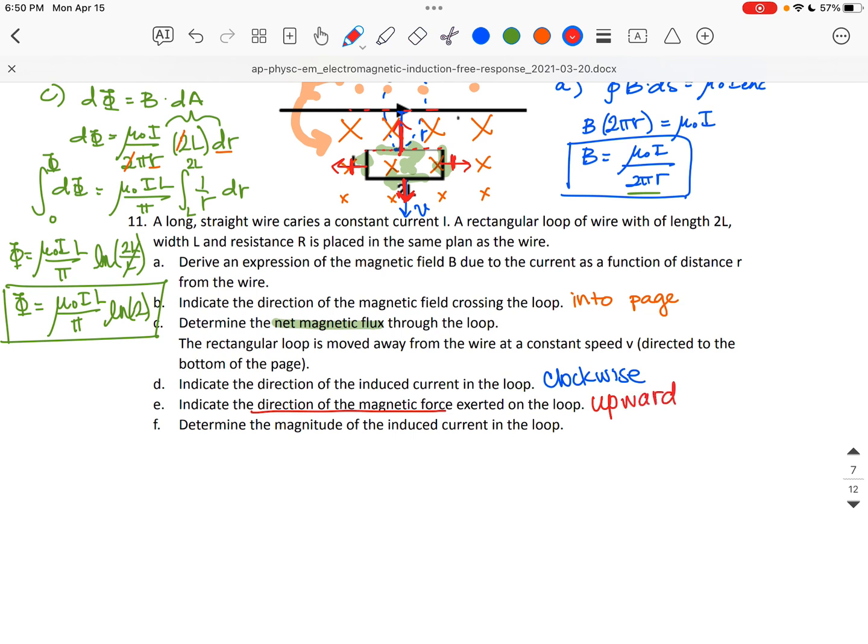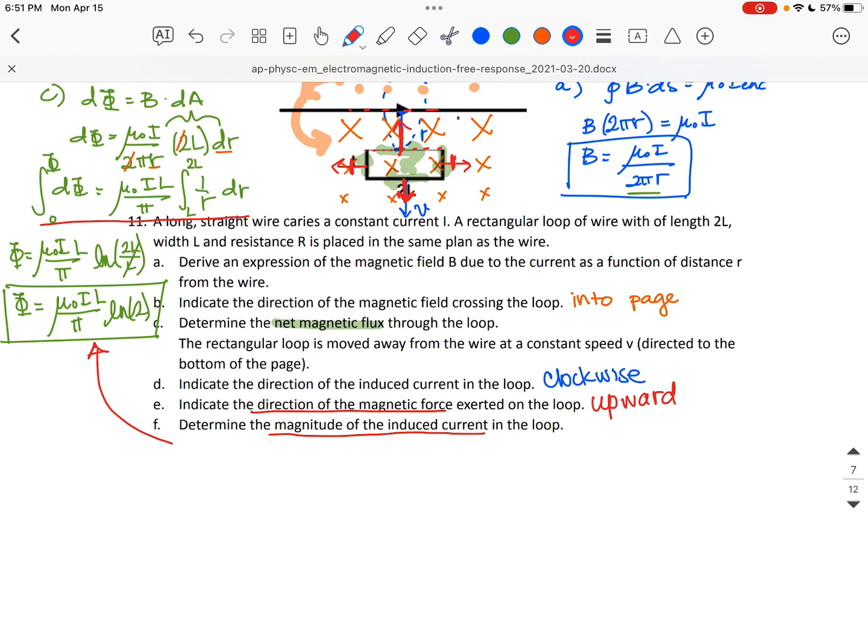Last but not least, this is the hardest of all the problems. It says to determine the magnitude of the induced current in the loop as it is moving downward. So we already did an equation for the net magnetic field when it stays in one position. Now we're going to use this same process. In fact, I'm going to start right here.